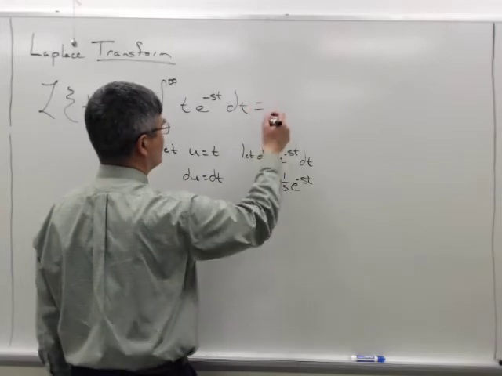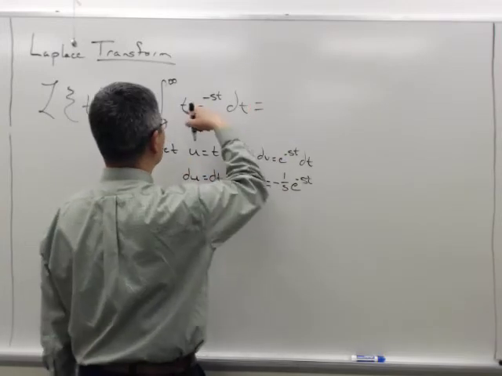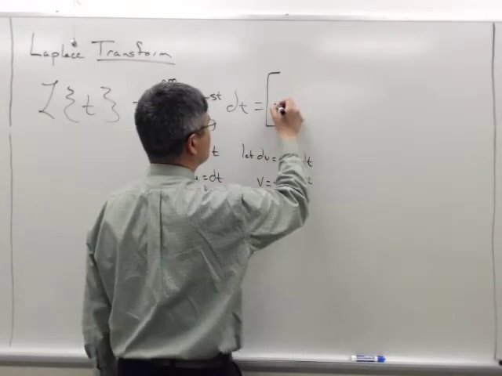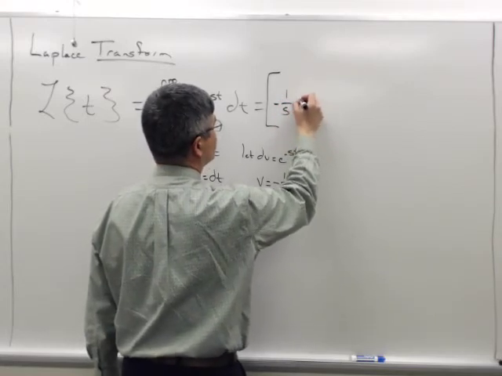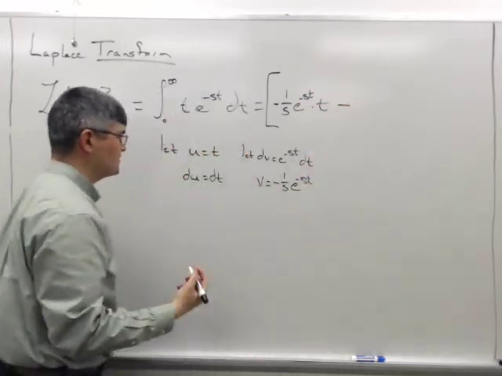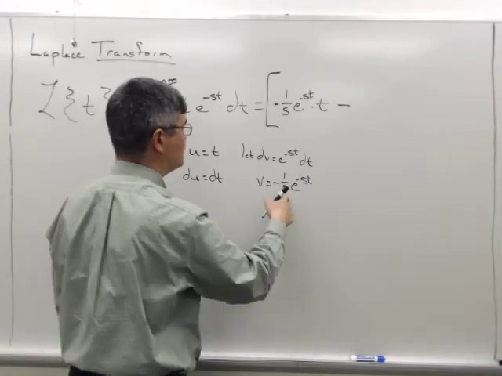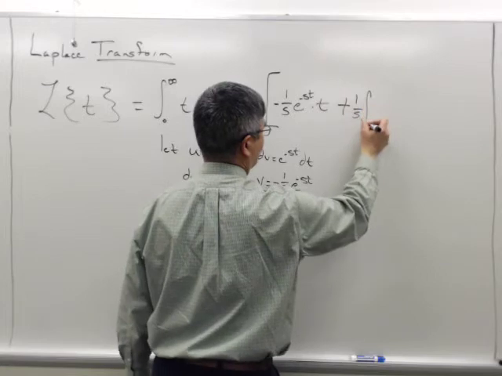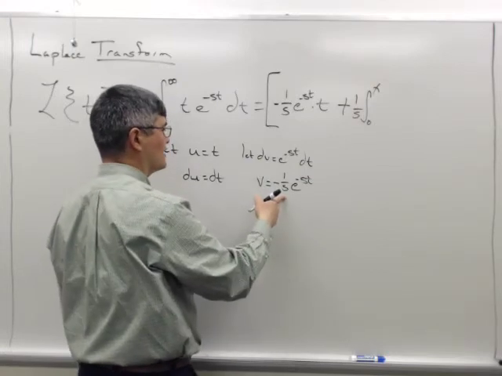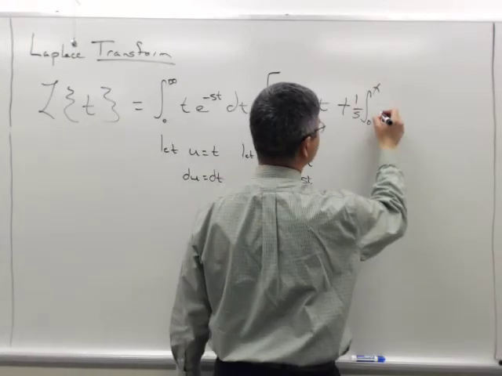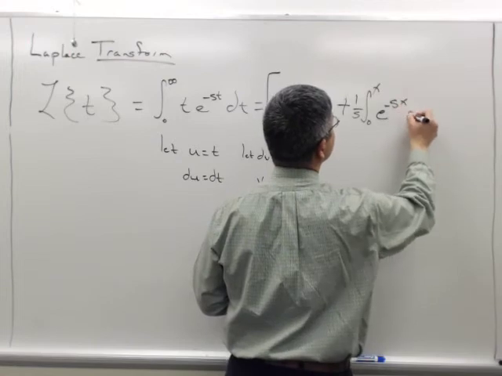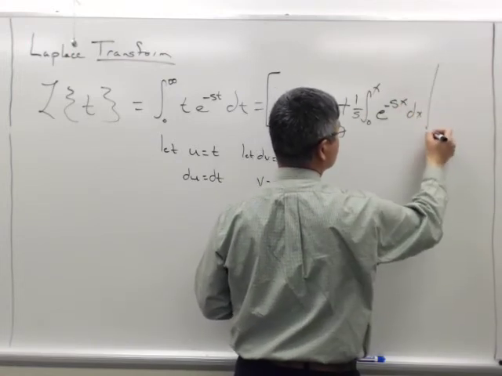So then this whole thing becomes uv, and remember we're taking this from 0 to infinity. So I have to evaluate uv, which is minus 1 over s e to the minus st times t, minus the integral of v du. And now t goes from 0 to infinity.